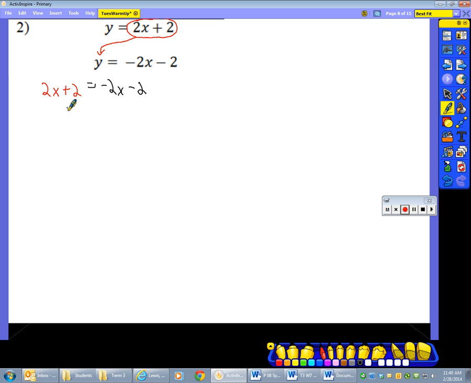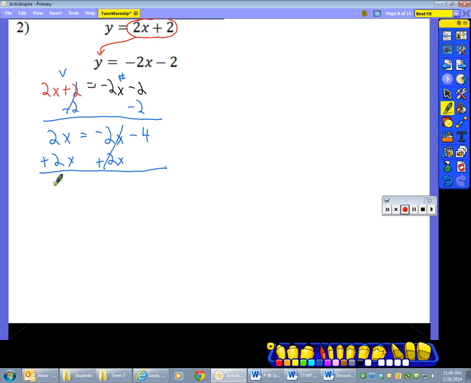Alright, so now I'm just going to solve this like normal. I'm going to pick a variable side and a number side, and it doesn't matter which is which. So I'm going to get rid of this 2 by subtracting 2 from both sides. And now I have 2x equals negative 2x minus 4. I'm going to get rid of this negative 2x by adding 2x. Add 2x over here. And I have 4x equals negative 4. Now I want x by itself, so I divide this side by 4, divide the right side by 4, and we have x equals negative 1.